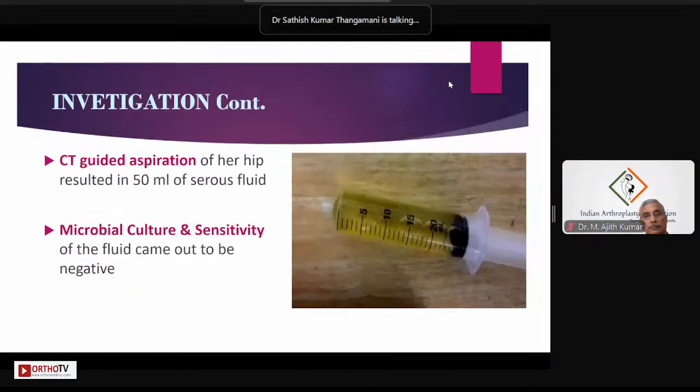And we did a CT-guided aspiration of the left hip, and it was 50 ml of this serous fluid. It was sent for culture sensitivity and also for CBNAAT. And all tests were found to be negative.